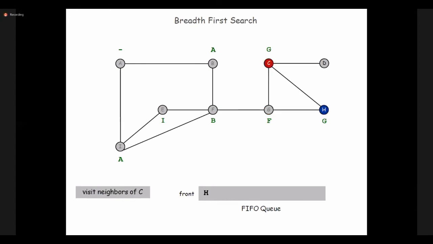Next, deleting C from Q. For C, the remaining are all visited, so only D is not visited. Then I am placing D as an adjacent vertex for C, and finally H. For H also, all are visited, so we will stop there. This is the way we do it. One more minute. So, understood now?